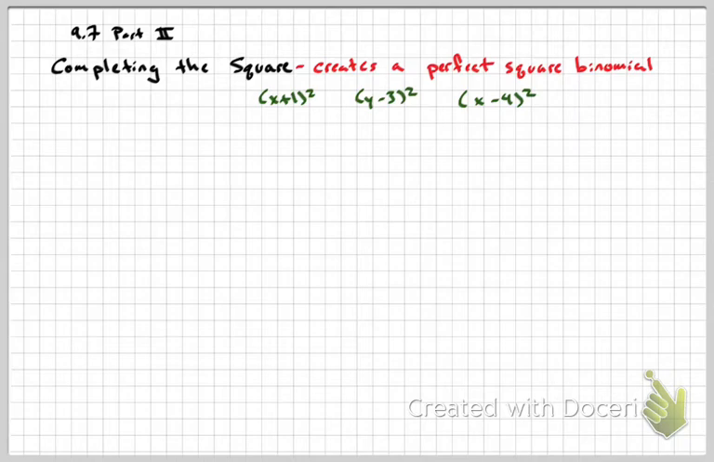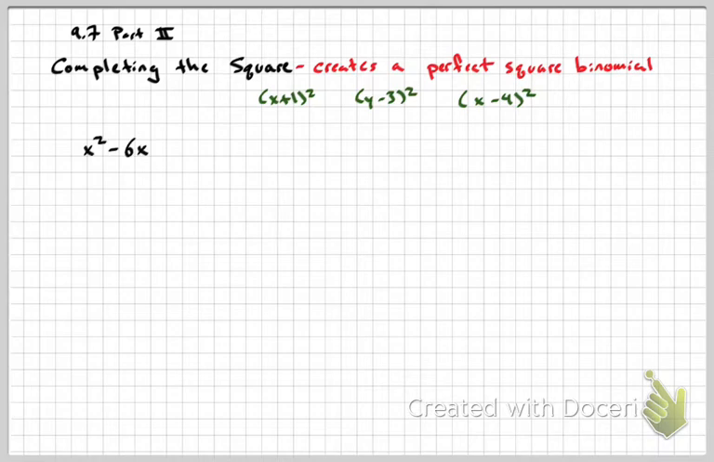But a lot of times when we're doing equations of circles, we're not going to have these nice little binomials given to us. Okay? You'll see what I'm talking about when we get to the examples after I show you how to complete the square. So in order to get the equation of a circle, a lot of times you have to do what's called completing the square, or make the equation into a perfect square binomial. So here's what I mean.